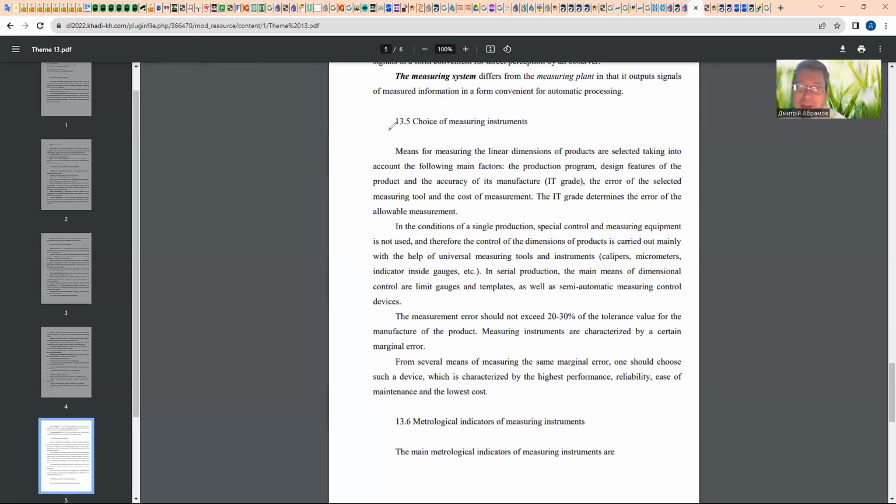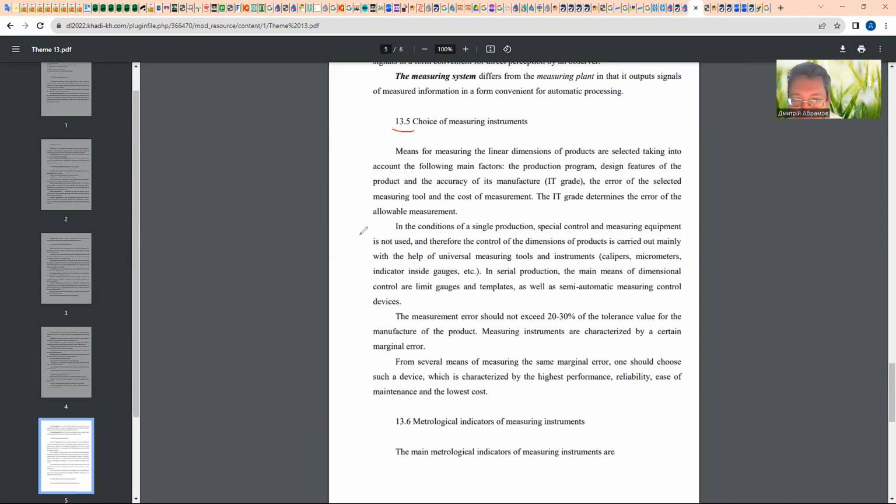Next item of our lecture, 13.5, choice of measuring instruments. Means for measuring the linear dimensions of products are selected taking into account the following main factors: the production program, design features of the product and the accuracy of its manufacture, IT grade, the error of the selected measuring tool, and the cost of measurement. The IT grade determines the error of the allowable measurement.